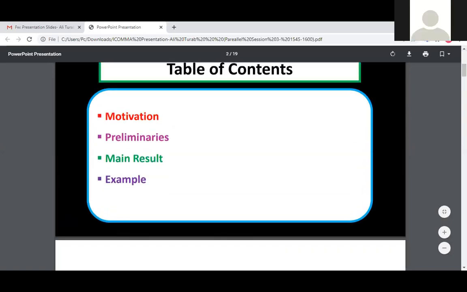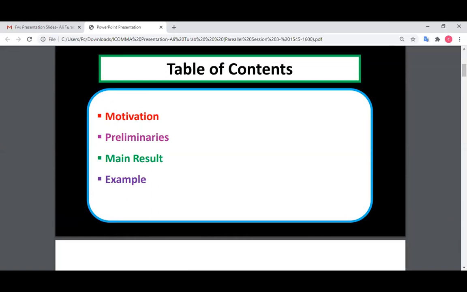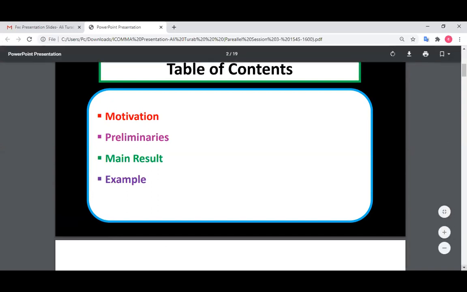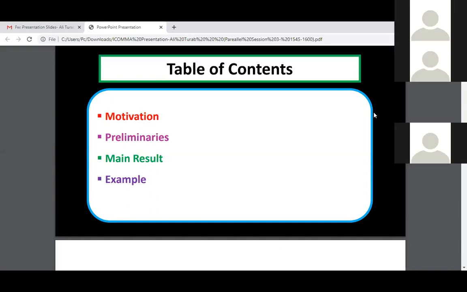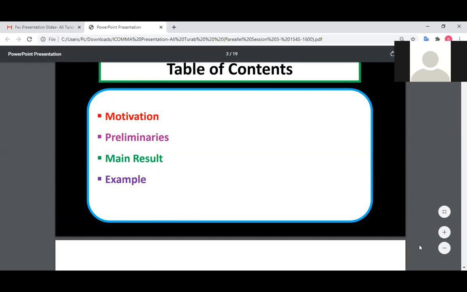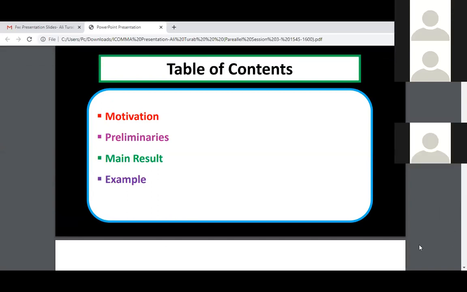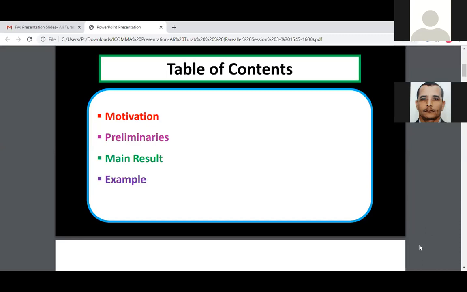Okay, I am Ali Turab from the Department of Mathematics and Statistics, Thammasat University, Thailand. The title of my presentation is on the solution of the two-phase and one-predator type model approached by the Banach fixed-point theorem. I have divided my presentation into the following parts. First of all, I will talk about the motivation of my talk, and then I will discuss some definitions and theorems which are helpful to prove our main result.